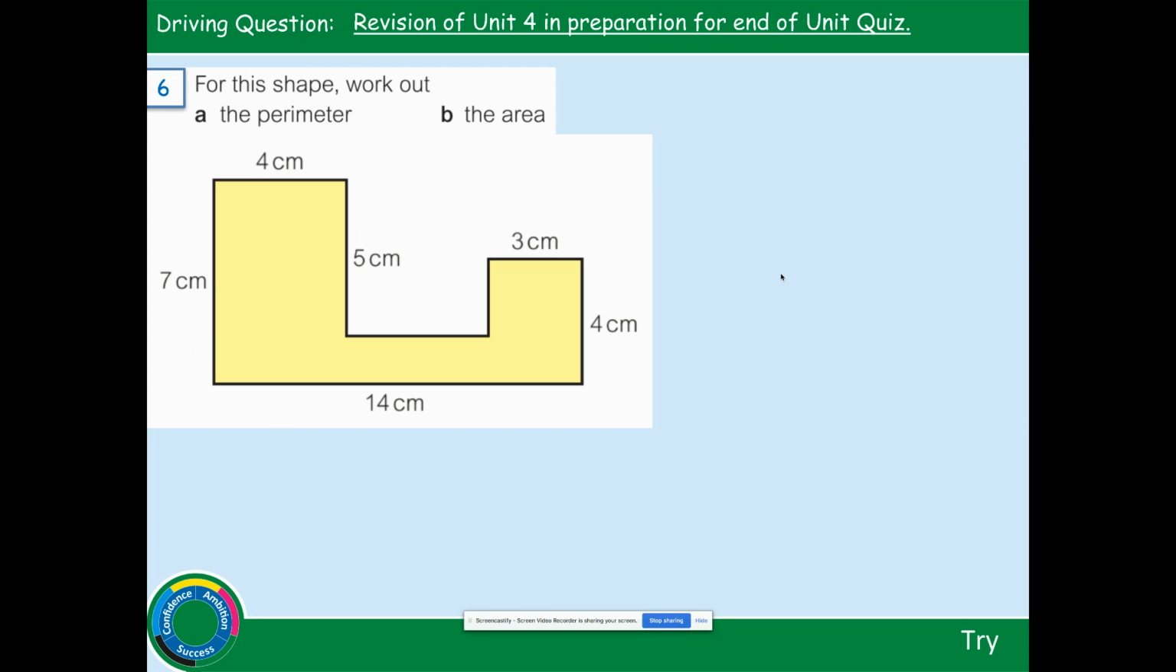A slightly tricky one. Press pause on the video. Have a go at this one yourself. It looks to me like you're going to make this into 3 rectangles. Okay? Find the perimeter and find the area. Press pause and press play when you're ready for the answers.